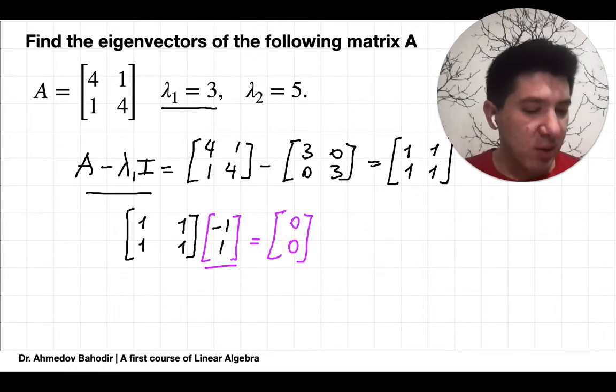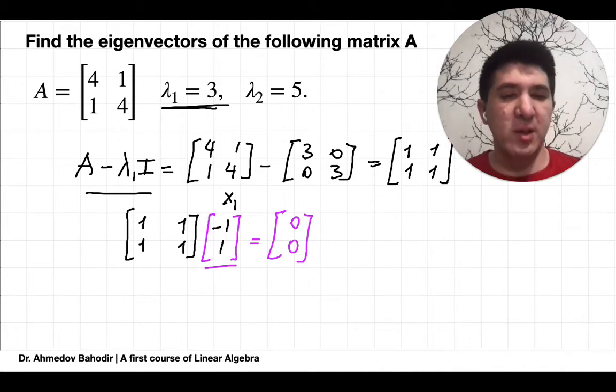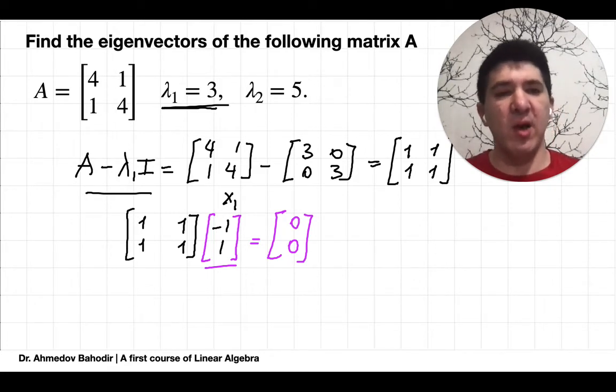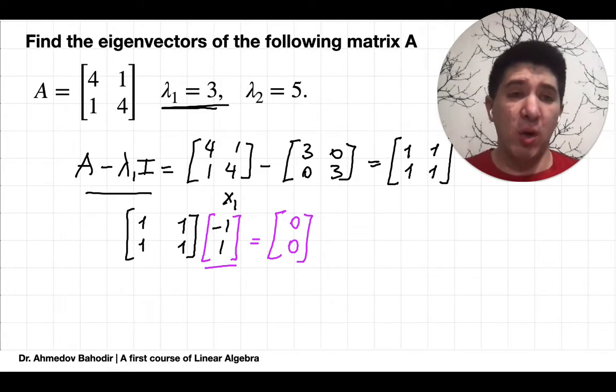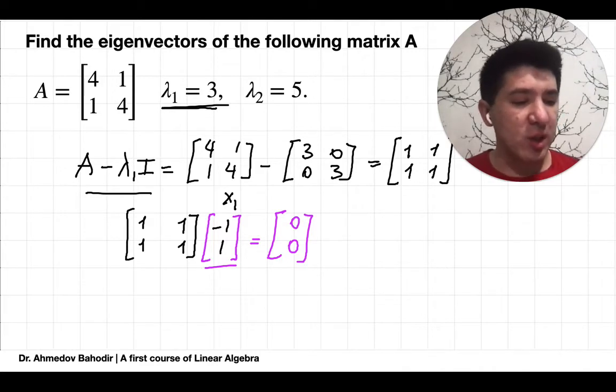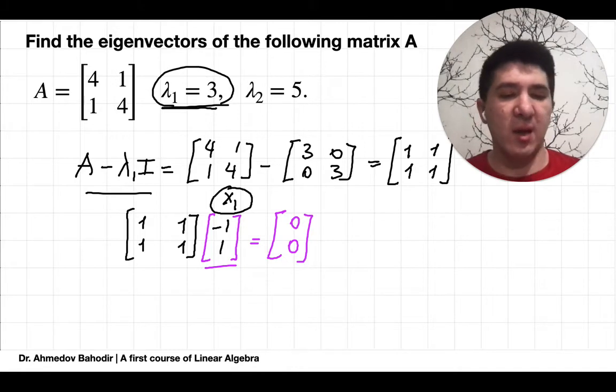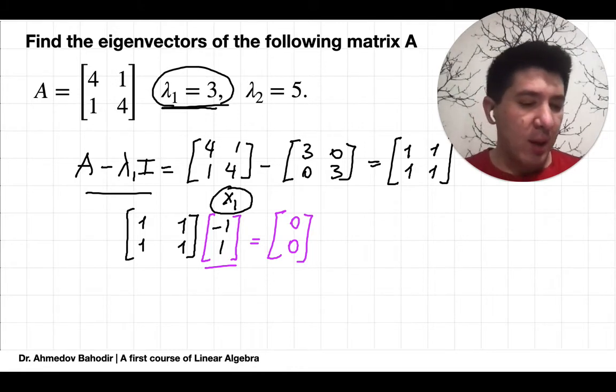So that's going to be the first eigenvector, the eigenvector which corresponds to the eigenvalue equal to 3. Usually we don't say that this is the first or the second eigenvalue or eigenvector. We usually state that this eigenvector corresponds to this eigenvalue. Now we are going to do a similar thing for the second one.